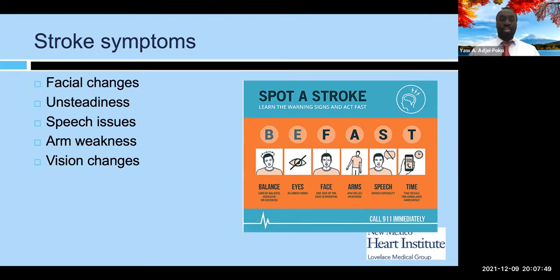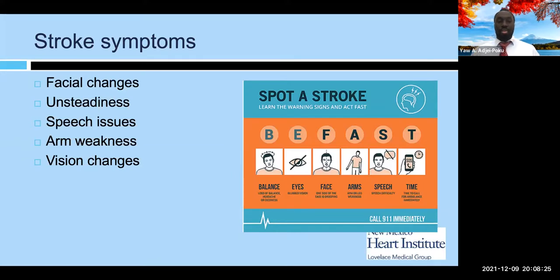What about issues with speech? So garbled speech, you're not able to understand someone very well. They can't understand what you're saying or process any information or speech that you're speaking. Arm weakness, leg weakness, vision changes. These are all important things to think about, that if someone is having any of these symptoms, they need to seek urgent medical care. The important thing is, when there's a blockage, time is of the essence.